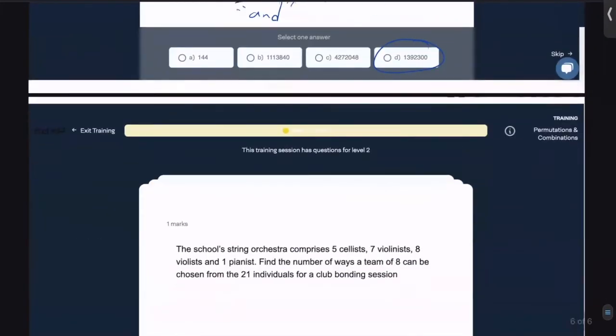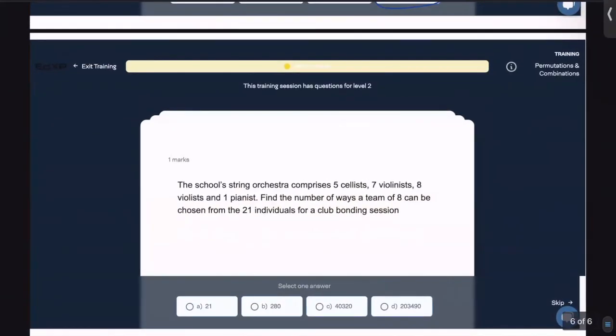I'll move on to the next question, our last question for this video, also taken from our EdXP database. Feel free to try them online. This is in our training mode, also level 2. The school's string orchestra comprises 5 cellists, 7 violinists, 8 violists, and 1 pianist. Find the number of ways a team of 8 can be chosen from the 21 individuals for a club bonding session. Immediately also recognize that arrangement is not important, so we use combinations, not permutations.